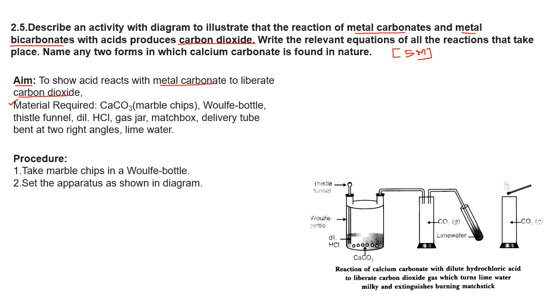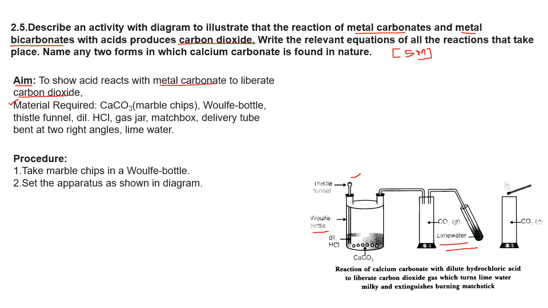And you can see here a thistle funnel is attached. This is a Wolf bottle, and in this you have taken hydrochloric acid and calcium carbonate. What is this calcium carbonate? Nothing but marble chips. The gas is collected over here, and we are passing this gas to lime water. Okay, so definitely there will be a change in the color of lime water. The color of lime water will become milky.